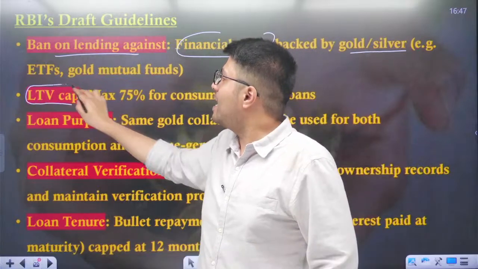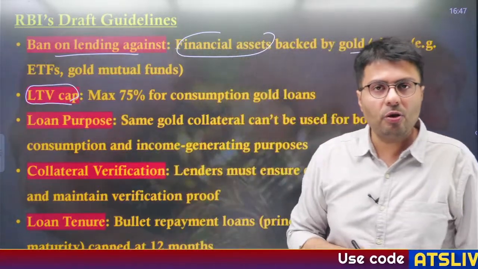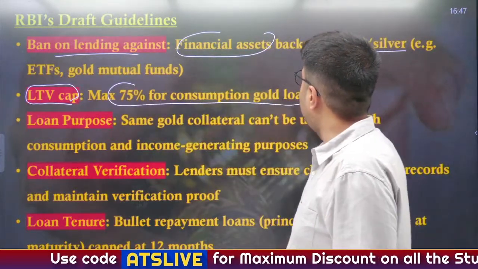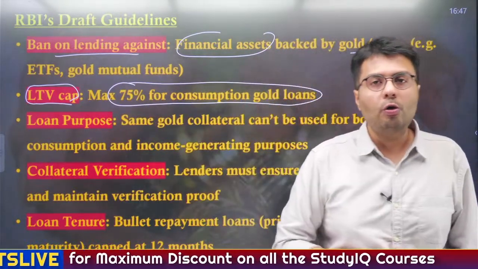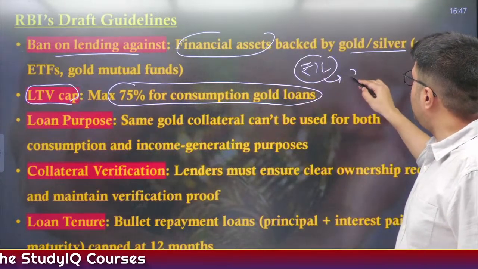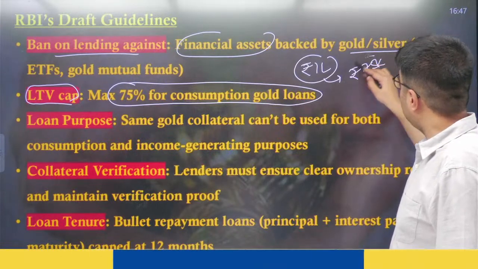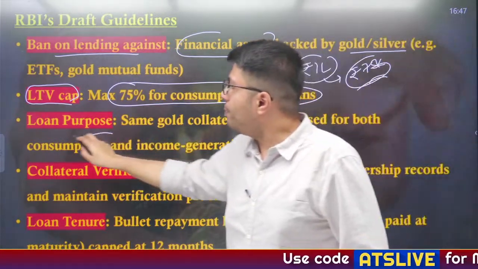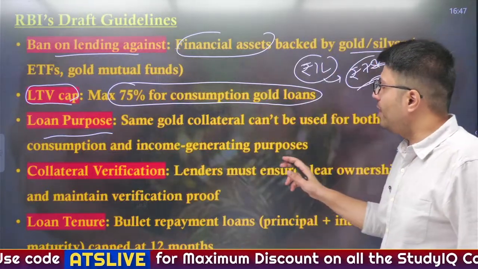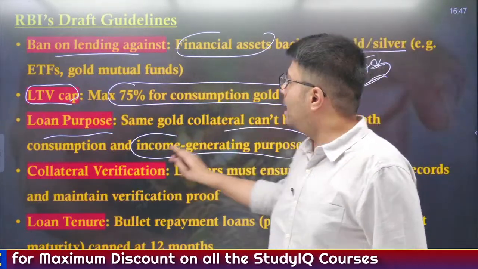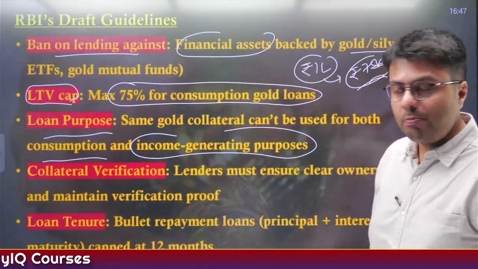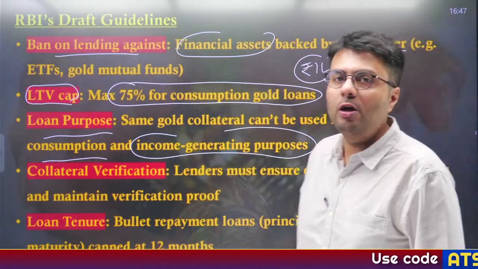Similarly, the RBI has capped the amount of loan that you can get against your collateral by capping the loan to value ratio. That is, a maximum of 75% only the banks will give you for your gold loan. So suppose you are depositing 1 lakh rupees worth of gold in the banks, then banks will only extend you loans worth rupees 75,000 at maximum. Similarly, the purpose for which you are taking the loan matters. Suppose you are taking the loan for income generating purposes, you can't use that loan for consumption purposes, right? So suppose you are taking the loan to start a new business, you can't use that loan to buy new clothes or go on a Europe trip.